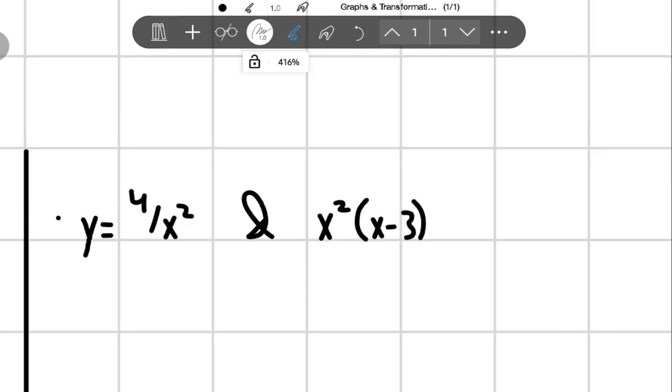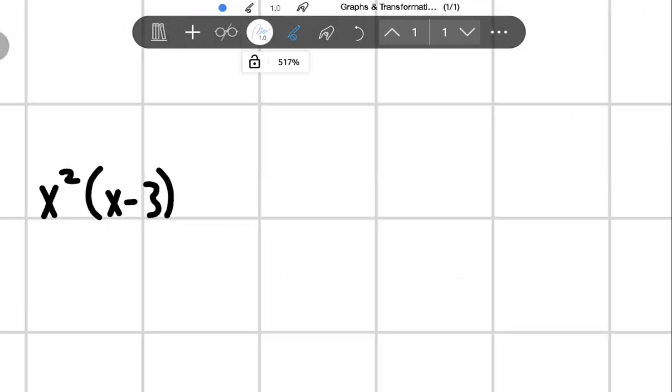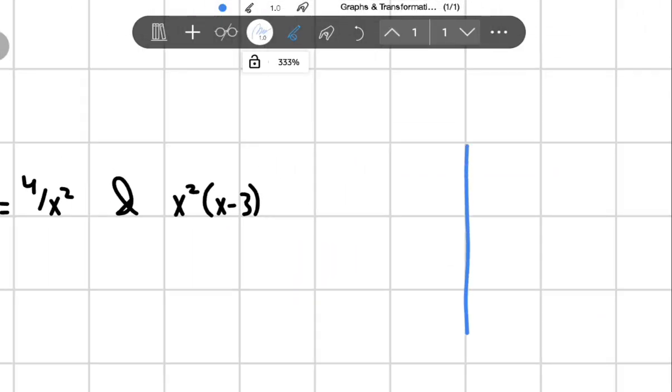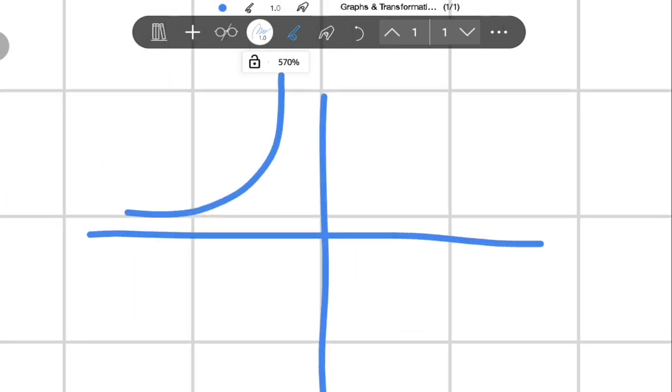So the next question we have is 4 over x squared and x squared bracket x minus 3. Okay, apologies. I was just drinking my coffee. Sorry, let's graph them and see how many solutions or points of intersection there'll be. So same steps. We're going to draw the graph. And 4 over x squared can look something like this. Let's just assume it to be like this.